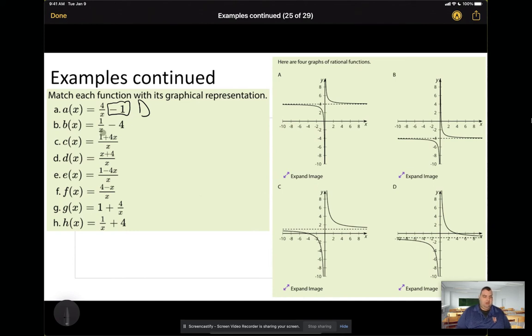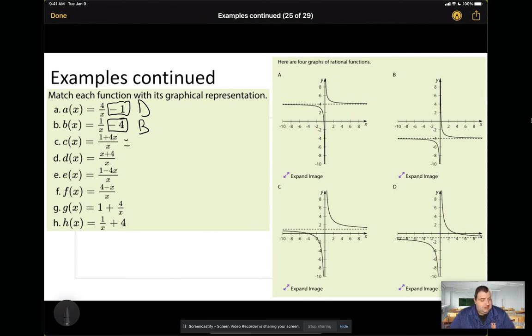Okay. B, same thing. These are separated out already. So my constant term is -4, which means we're going to have a horizontal asymptote at -4. So in this case, that's going to be graph B. Graph B has a horizontal asymptote at -4.